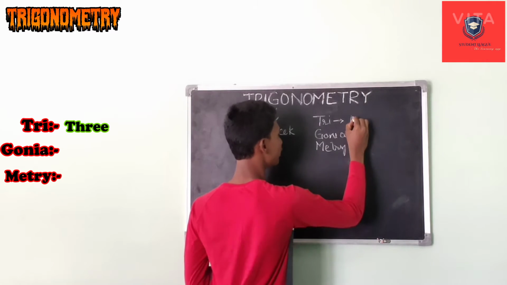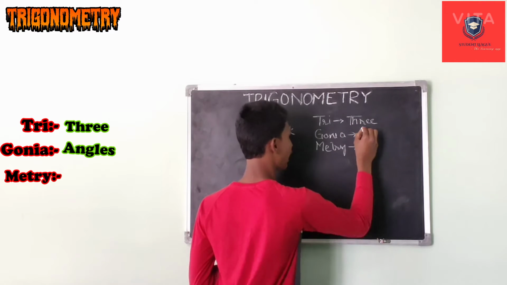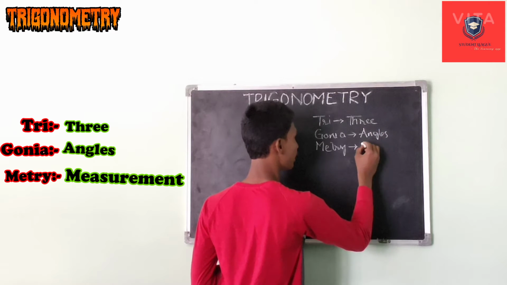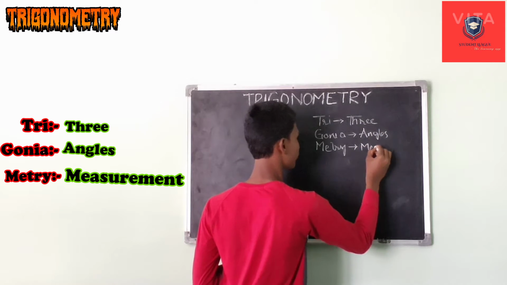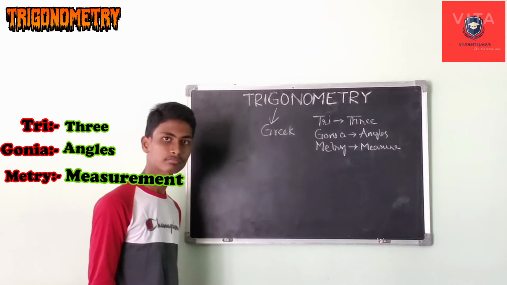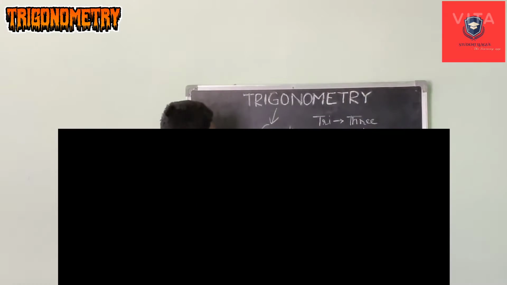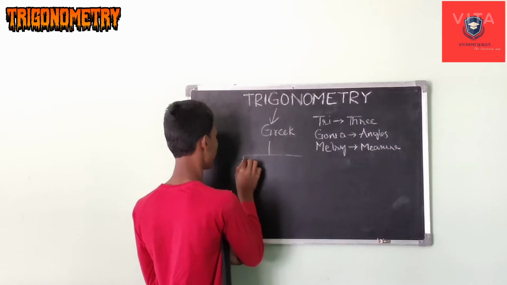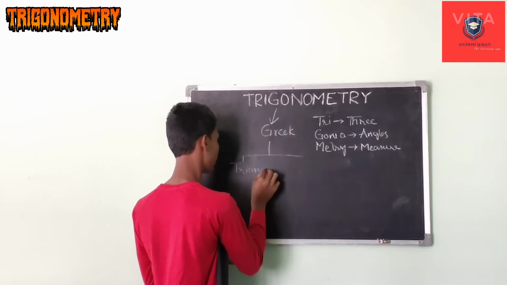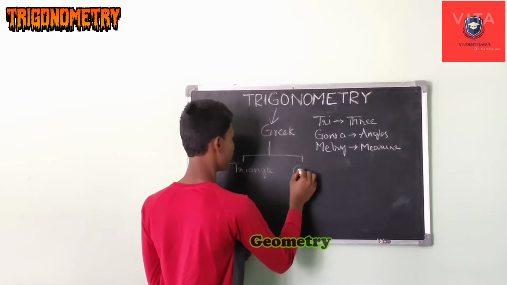Tri means three, gonia means angles, metry means measurement. Trigonometry is based on two factors: one is the triangle and the other is geometry.